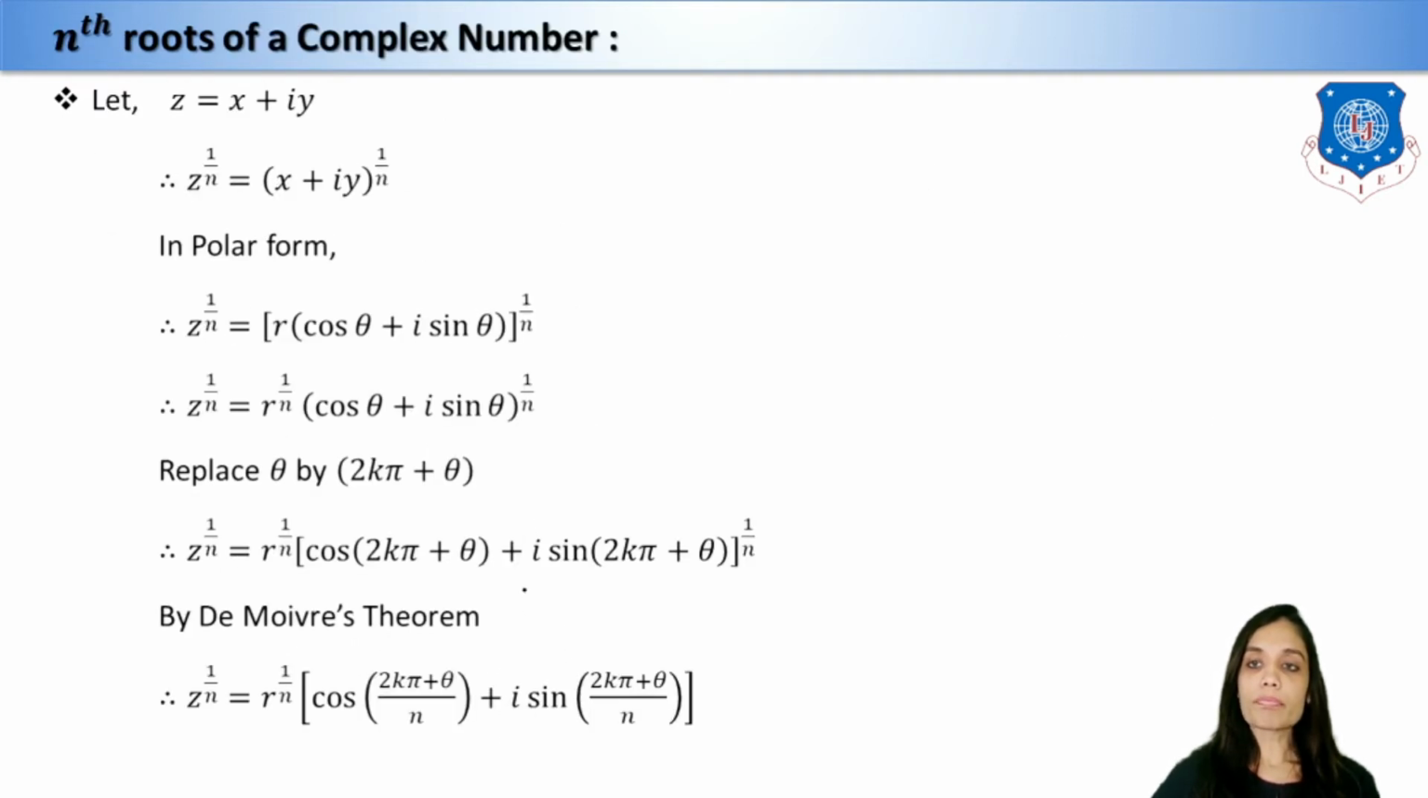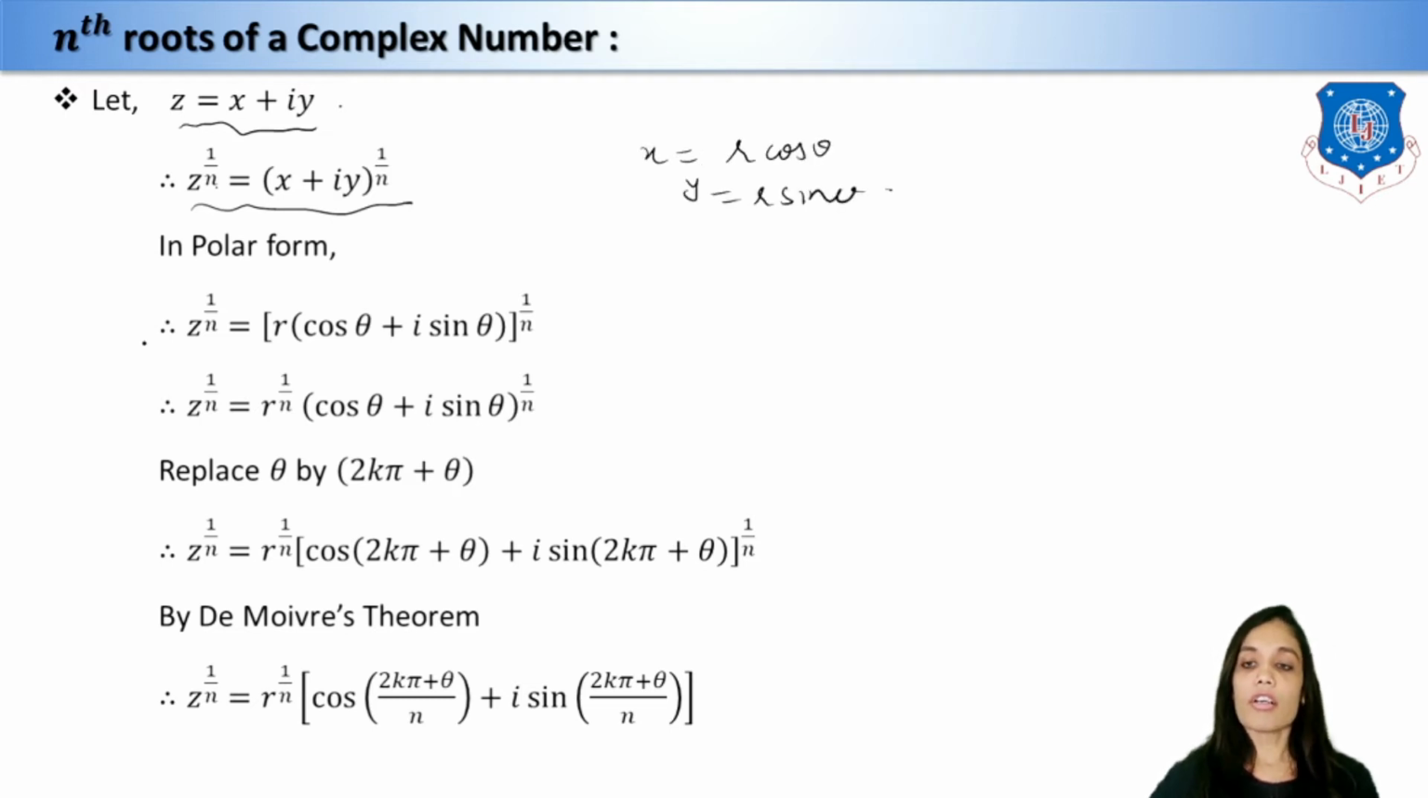Okay. So now let us find nth roots of a complex number. If we have a complex number z equal to x plus iy, and I want to find its nth root, that is z raised to 1 upon n, that will be equal to (x plus iy) whole raised to 1 upon n. Now we'll convert this into polar form. We replace x by r cos theta and y by r sin theta, so r times (cos theta plus i sin theta) whole raised to 1 upon n.